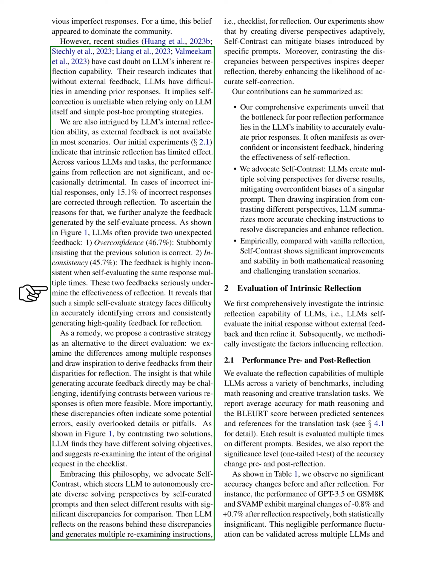Our experiments show that by creating diverse perspectives adaptively, self-contrast can reduce biases introduced by specific prompts. Moreover, contrasting the discrepancies between perspectives inspires deeper reflection, thereby increasing the likelihood of accurate self-correction. The self-contrast process consists of 3 steps: self-curated prompts, graph construction, and graph editing.